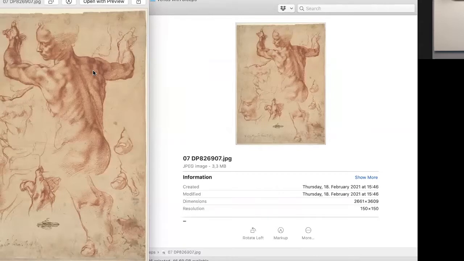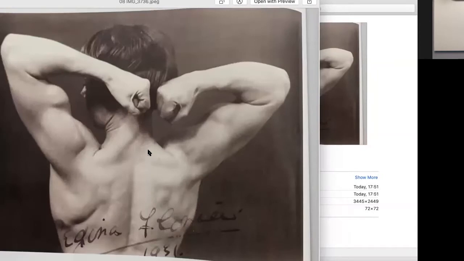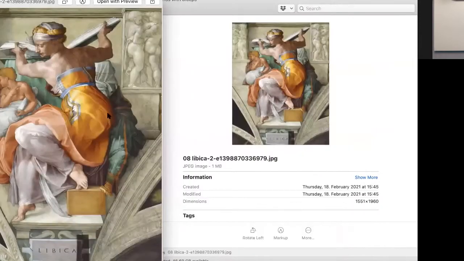And this is a study, again, from Michelangelo for the Sibyls, a study of back muscles. And these are the back muscles of an acrobat from the beginning of last century. Again, another acrobat. And this is the Sibyl that was painted from that study. So you can see the parallel that I'm going for, I guess, at this point.